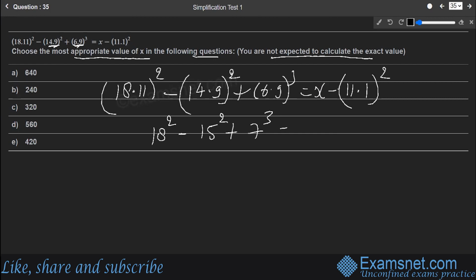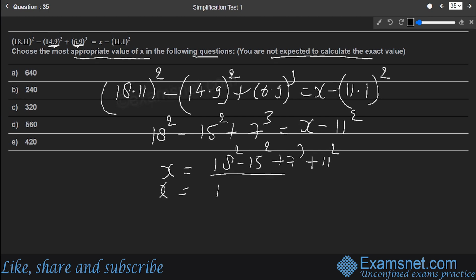7 cube is equal to x minus 11 square. We have approximated this and these are the values coming. So clearly x can be found as 18 square minus 15 square plus 7 cube plus 11 square. These are the values that we get. If you keep on solving these numbers, we can easily get it. We have to find 18 square minus 15 square plus 7 cube. If you solve this expression further, this final value is coming out to be close to 557 approximately, which can be rounded off to 560.